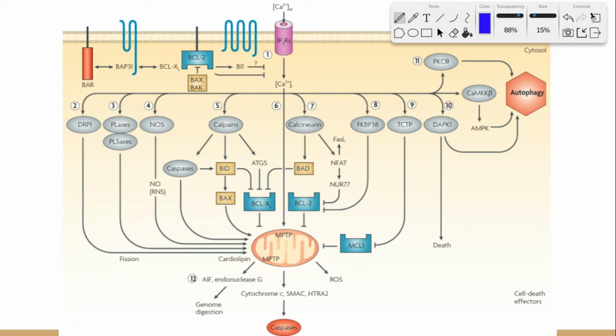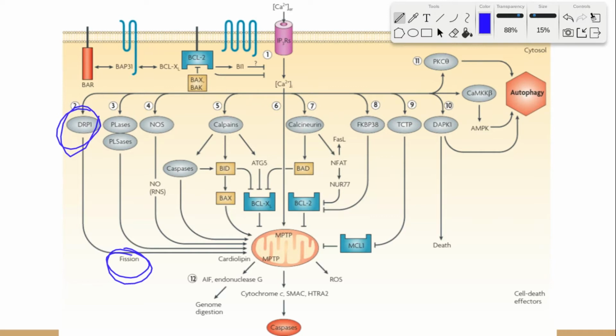Another important protein over here is DRP1. DRP1 is also activated by calcium, and DRP1 is a GTPase that mediates mitochondrial fission. It's a GTPase that oligomerizes. It can oligomerize around a mitochondrion, and it can wrench together so tightly that it causes the mitochondrion to split in half. So it's responsible for mitochondrial fission, and it's activated by calcium. So if there's aberrant calcium flux, we're going to have fragmented mitochondria.